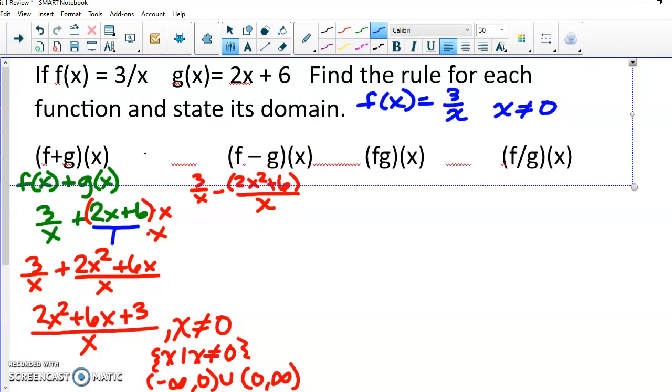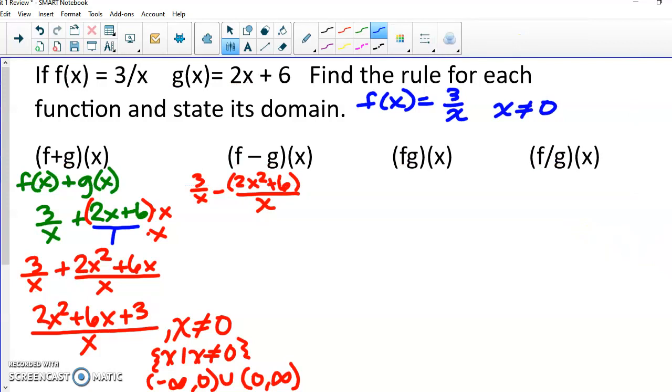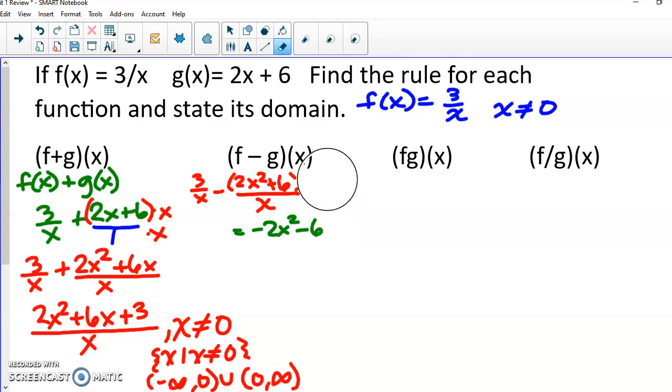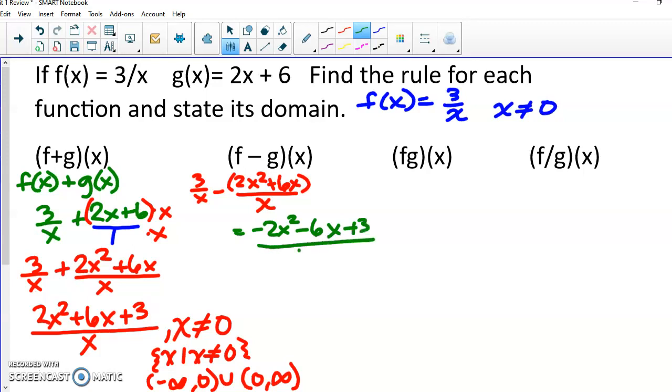Let's go ahead and give ourselves a little more space. So this then equals negative 2x squared minus 6x plus 3 all over x. And again, our domain is the same.